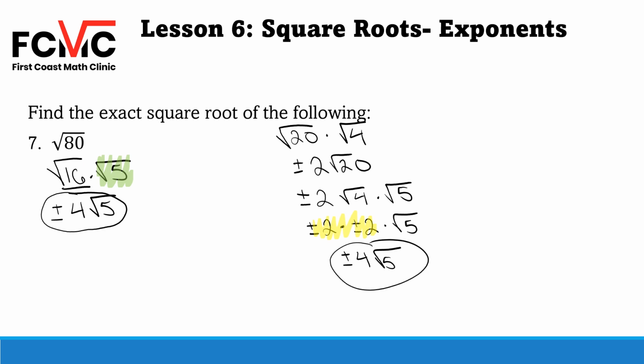Okay. So again, finding that largest perfect square, square root of 16, gives us the fewest amount of steps, but if you start with 20 and 4, that'll work as well. All right, let's get into some examples where we have to solve equations and work equations into our square roots.